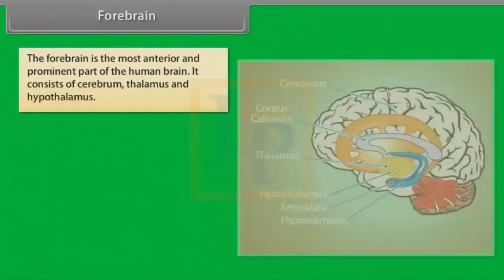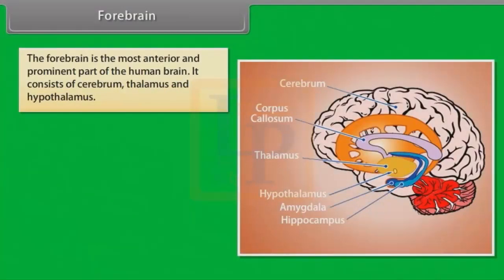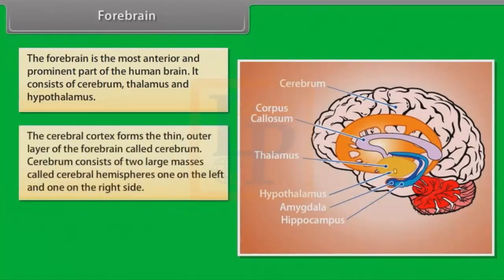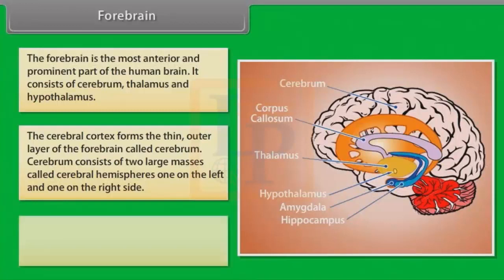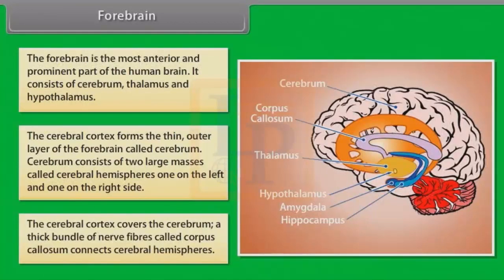Forebrain. The forebrain is the most anterior and prominent part of the human brain. It consists of the cerebrum, thalamus, and hypothalamus. The cerebral cortex forms the thin outer layer of the forebrain called the cerebrum. The cerebrum consists of two large masses called cerebral hemispheres, one on the left and one on the right side. The cerebral cortex covers the cerebrum. A thick bundle of nerve fibers called the corpus callosum connects the cerebral hemispheres.